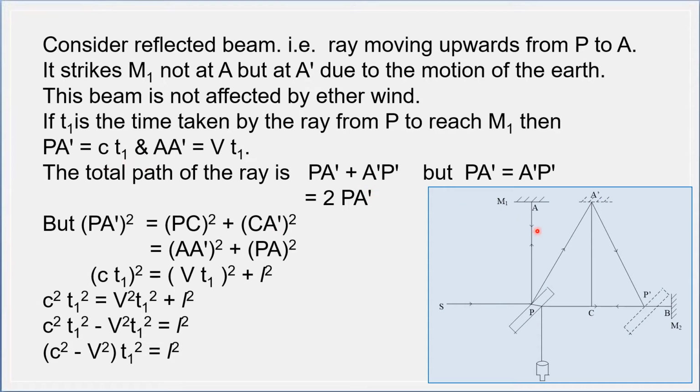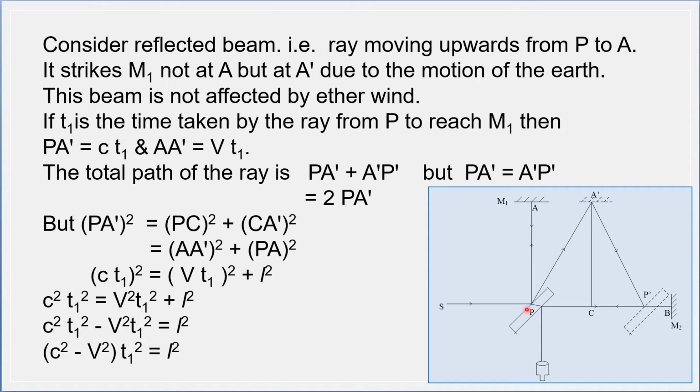Then this A dash. See, this apparatus is moving with the velocity v. So the time taken to go from P to A1 by the ray, and the time taken by the mirror to go from A to A dash, will also be the same, T1. But the distance is A A dash, and the apparatus is moving with velocity v, that is the velocity with which Earth is rotating. So A A dash will be equal to v into T1, velocity into time.